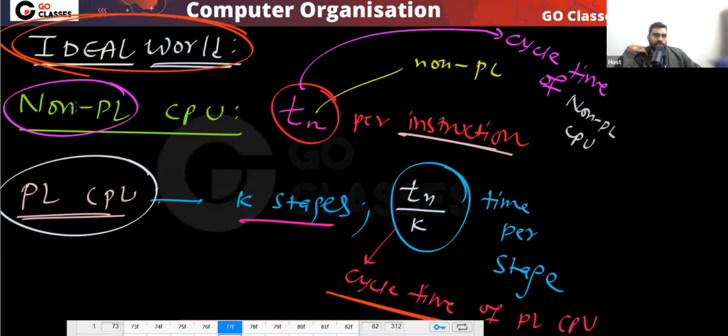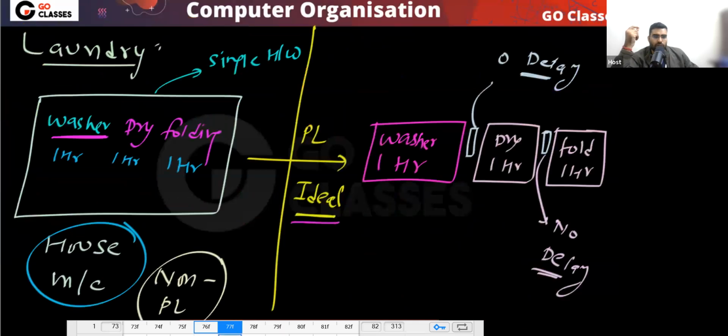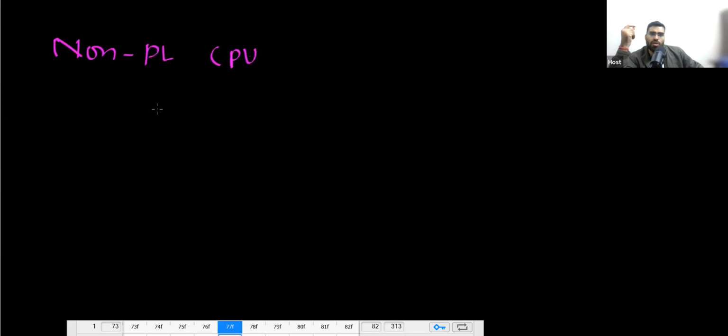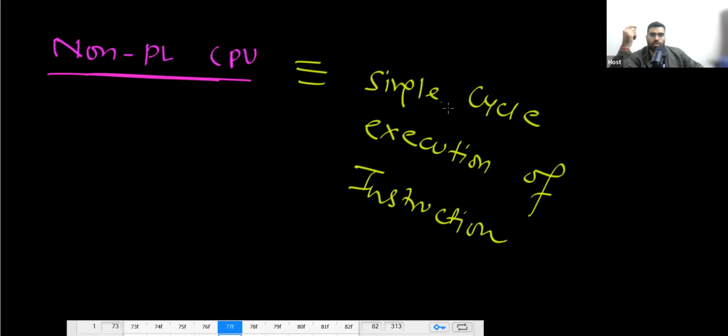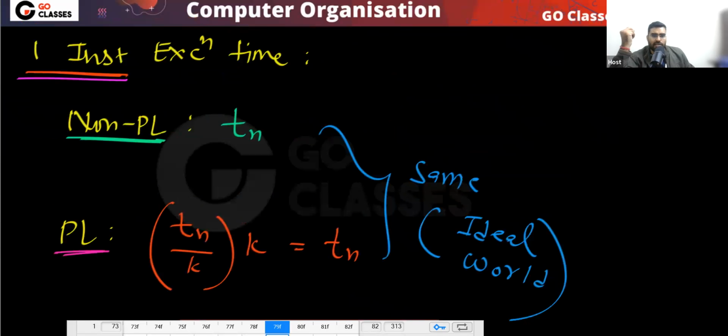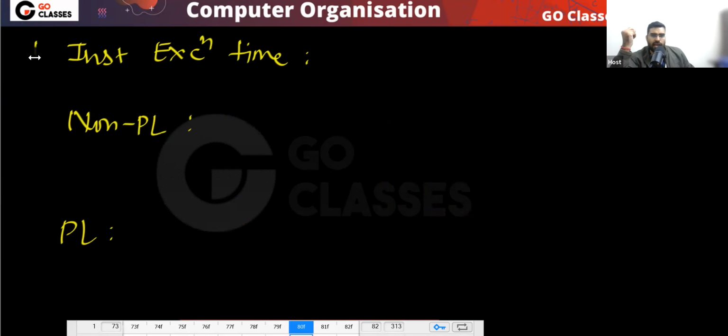Let me tell you again, whenever you have this non-pipeline CPU, this is basically your single cycle execution of instruction. So as I told you, you can easily see here, ideally, what is the execution time of Y instructions? This will take Y multiplied by Tn, because this is per instruction.